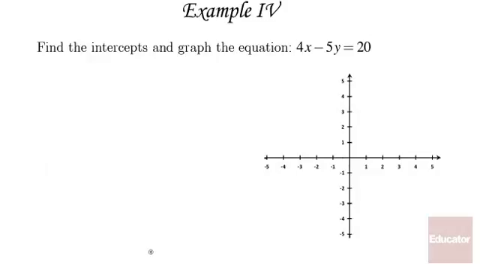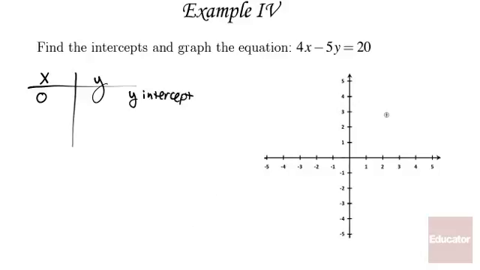Example 4. Find the intercepts and graph the equation 4x minus 5y equals 20. So we already talked about how with the x and y intercepts, you can find those, and then you'll have 2 points, and you can graph an equation. So first, in order to find the y-intercept, I'm going to let x equal 0. This will give me the y-intercept, the point at which the line crosses the y-axis. So to find the y-intercept, I'm going to substitute 0 for x.